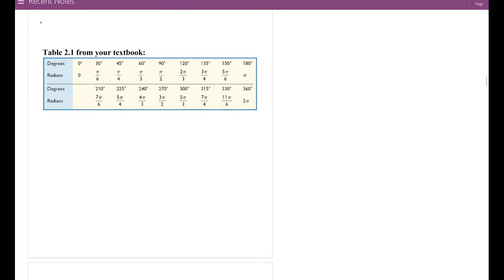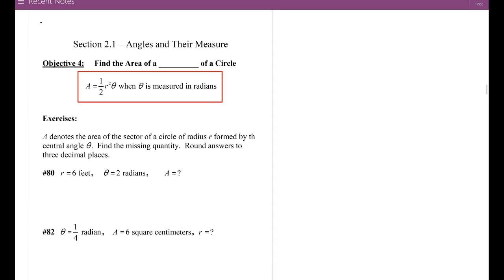And this is a little table from your book that shows you some of the most commonly used fractions of pi. These are called special angles, and we'll run into them lots more later. So I just want you to see that there's a little table here. You might want to make a flashcard of these if that's a good learning method for you.